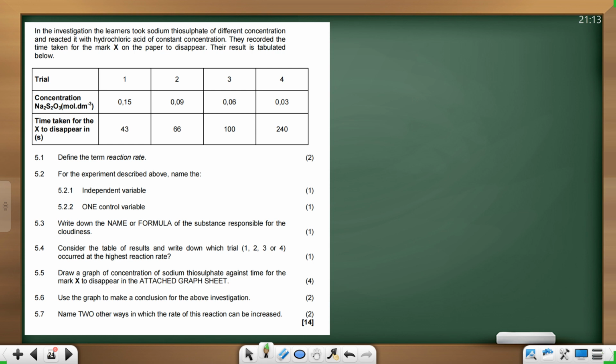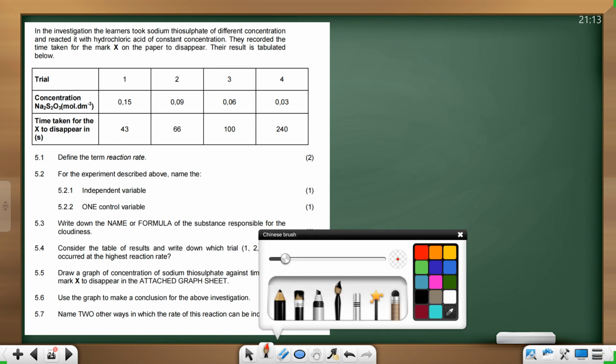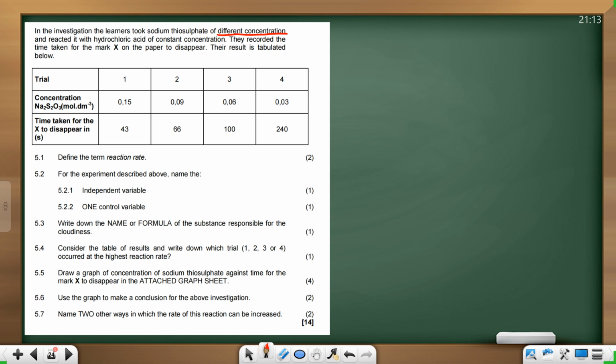Now, in the investigation, the learners took sodium thiosulfate of different concentrations. Quickly take note, that's one of the factors. I can tell you that I've answered 5.2.1: independent variable. Yes, Sophie, reaction rate is always the dependent. The time taken is the dependent. The independent is the conditions. That's a free mark there for everyone.